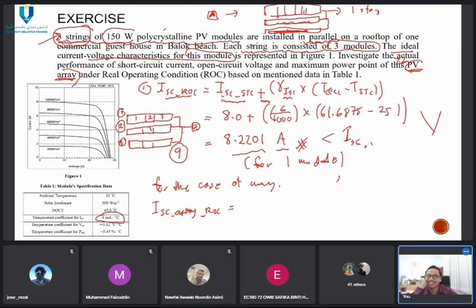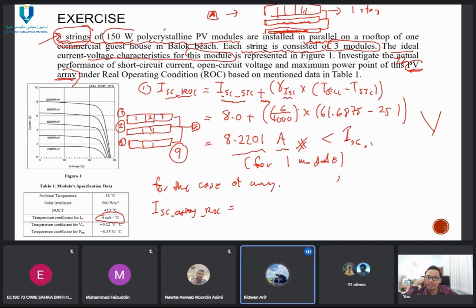We multiply by 3, not 9. Why multiply by 3? Because the modules in a string are in series, and in series the current must be the same. But because we have 3 strings connected in parallel, that is why we multiply by 3.